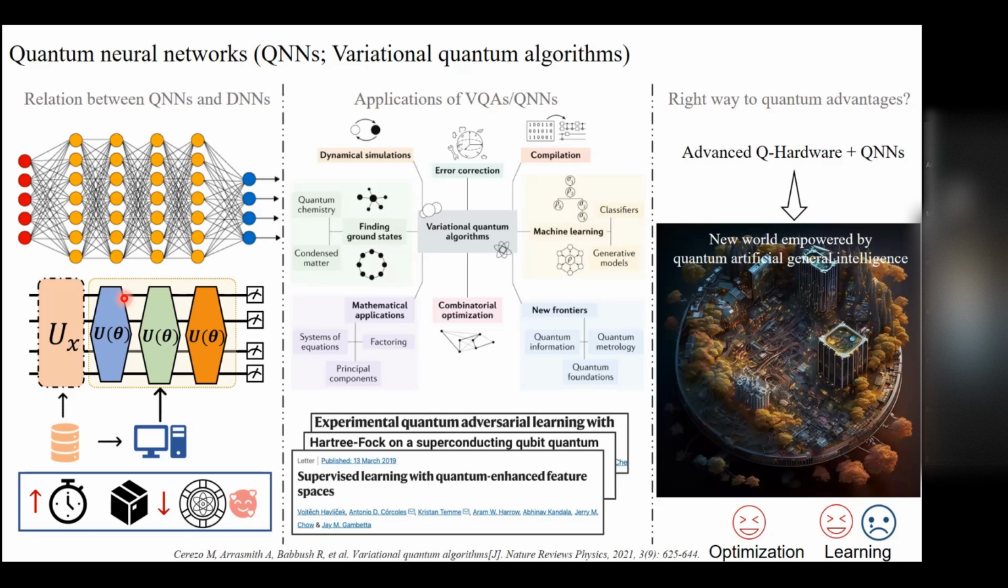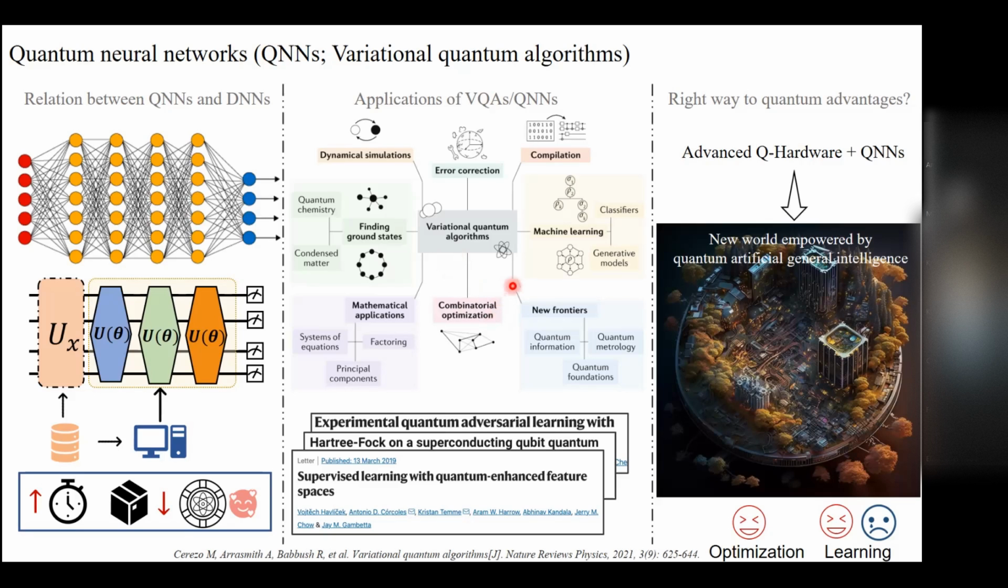Since it has adaptivity, flexibility, and a trade-off between time and memory space, we can implement variational quantum algorithms, called quantum neural networks, on NISQ devices to explore their potential applications. As summarized in the middle panel, experimental researchers have used variational quantum algorithms to explore how to use quantum computers to solve quantum chemistry problems, machine learning problems, combinatorial optimization problems, or some new frontier problems in quantum information, quantum metrology, or quantum foundations.